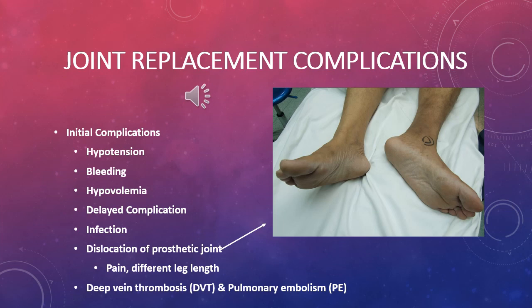Dislocation of the prosthetic joint is another complication, and assessment findings for this include pain from the client, and you can also see in the picture that the legs will be different lengths because of the dislocation. Deep vein thrombosis and pulmonary embolisms are also complications and are the most life-threatening complications of joint replacement.